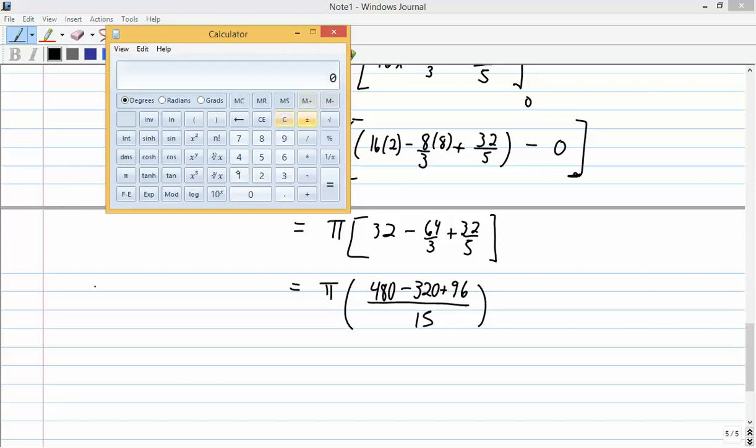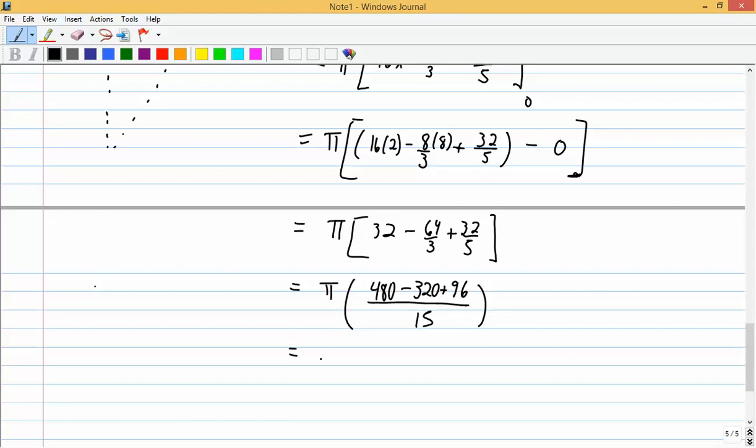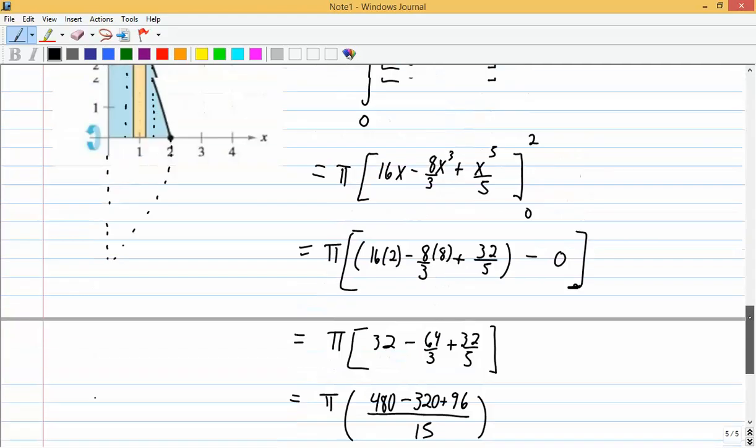Alright, so I have 480 minus 320 plus 96. 256. So I have 256 pi over 15. That will be the volume of that figure, in cubic units.